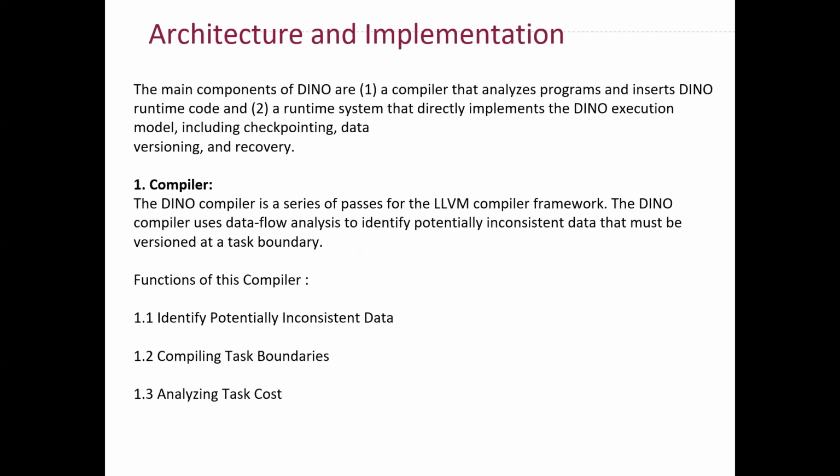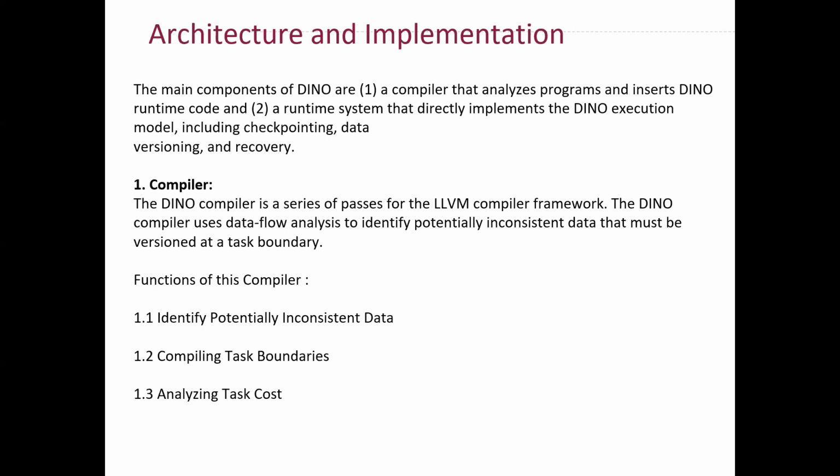So the DINO compiler uses data flow analysis to identify potentially inconsistent data that must be versioned at a task boundary. How it does this? It does this with the control flow graph. Now it translates programmer-defined task boundaries into calls into the DINO runtime library. And then it analyzes task boundary placement and suggests changes to reduce runtime and checkpointing cost. So in that sense, the compiler determines for each task boundary which potentially inconsistent variables must be versioned to provide consistency upon resumption.